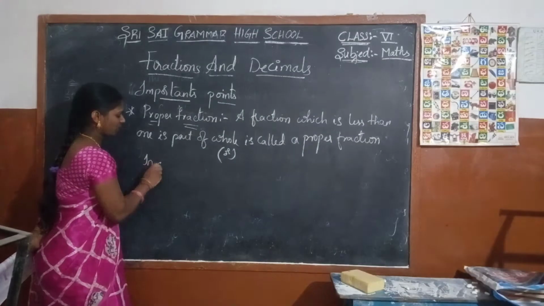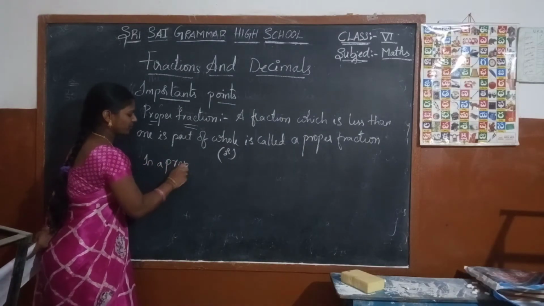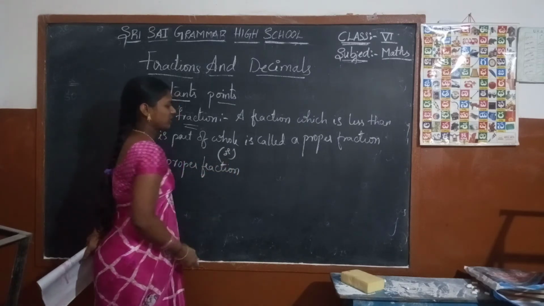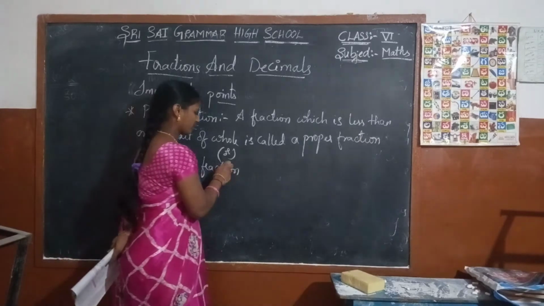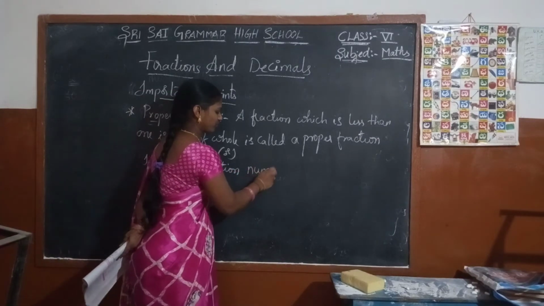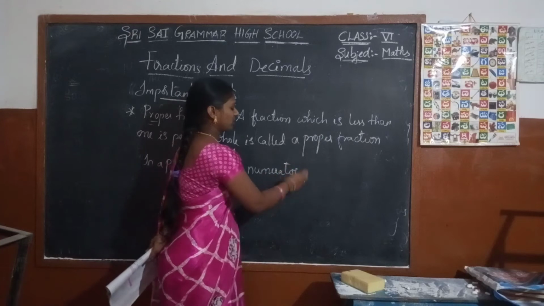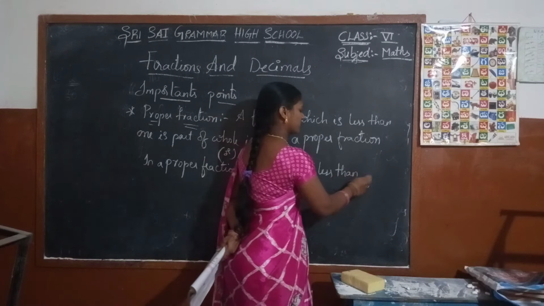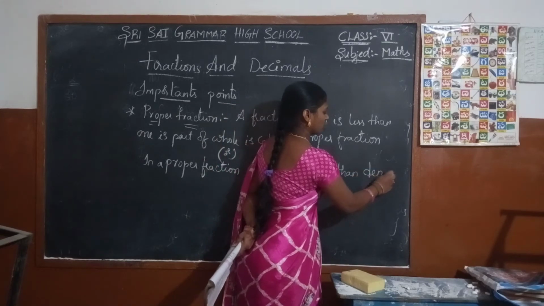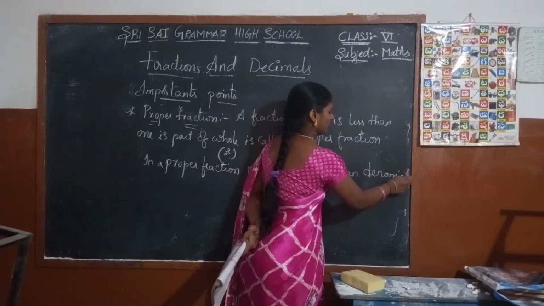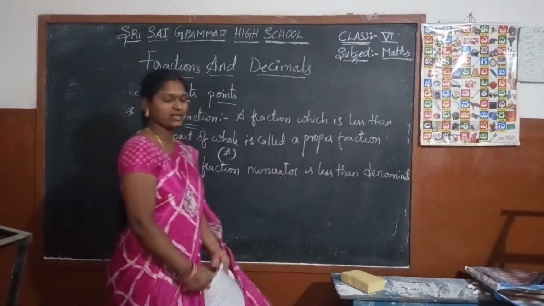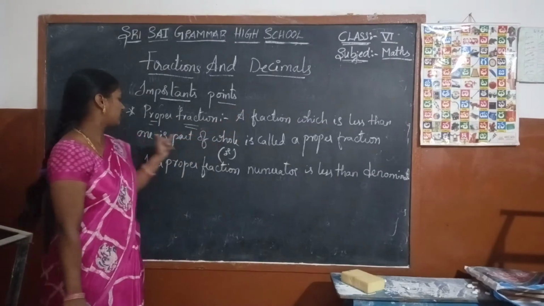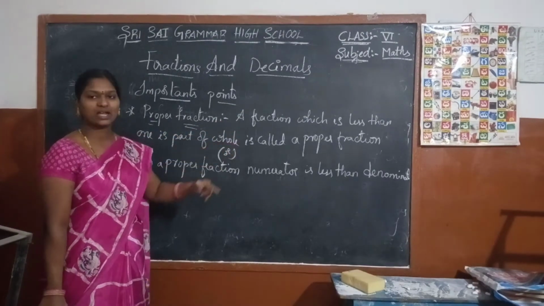In a proper fraction it can be written as numerator is less than denominator. Yes, numerator is less than denominator. See, a fraction that is less than one, a part of the whole, is called the proper fraction.